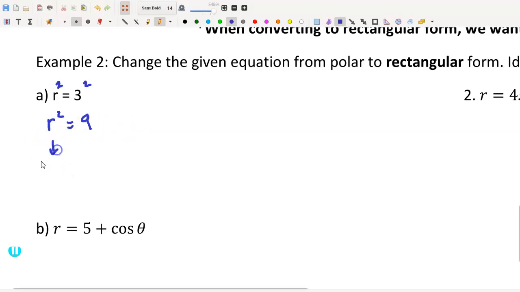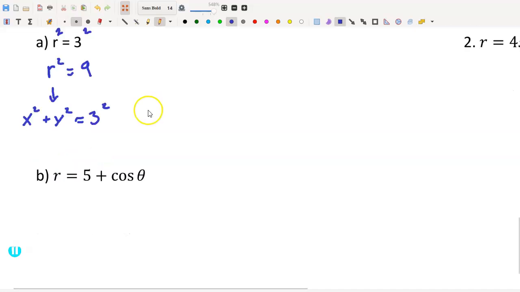And now we could take that r squared, which we know is the same as x squared plus y squared, and that equals 9. You guys already know that's the equation of a circle with a radius of 3, because the 9 is the same as 3 squared. So sometimes just squaring both sides will work just fine. If there's a number on the right-hand side, squaring both sides works really well.